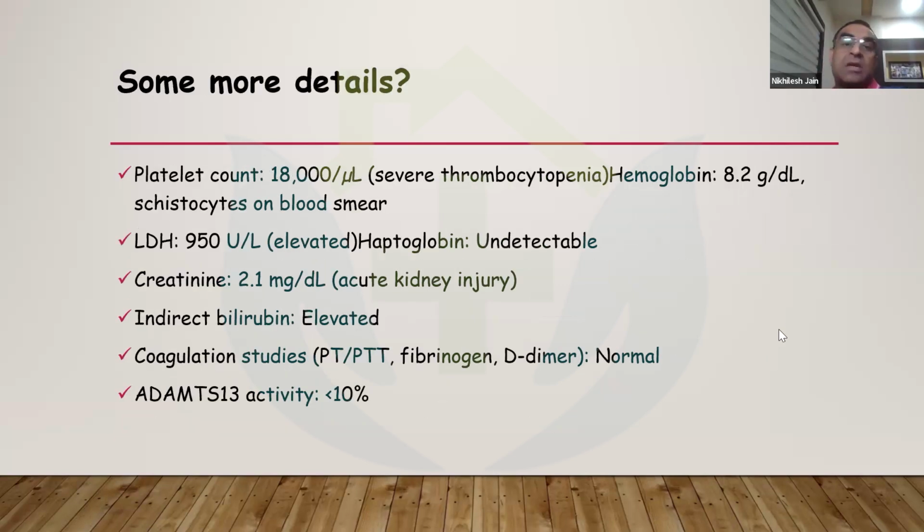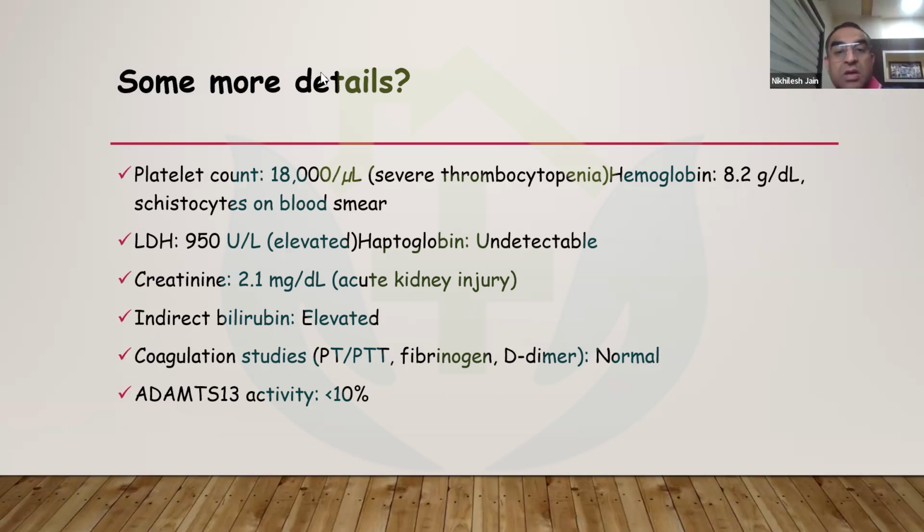So you get a platelet count which is 18,000 per microliter, severe thrombocytopenia, with hemoglobin of 8.2 grams per deciliter. Schistocytes on blood smear. You've got an LDH value of 950 units per liter, which is elevated. Haptoglobin is undetectable. Creatinine of 2.1, acute kidney injury. Indirect bilirubin is elevated. Coagulation studies are normal. And you've got an ADAMTS13 activity which is less than 10%.